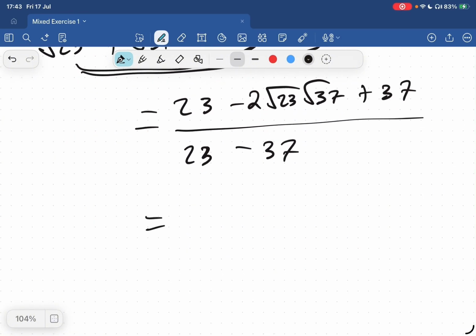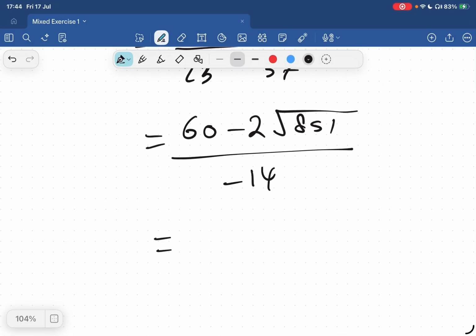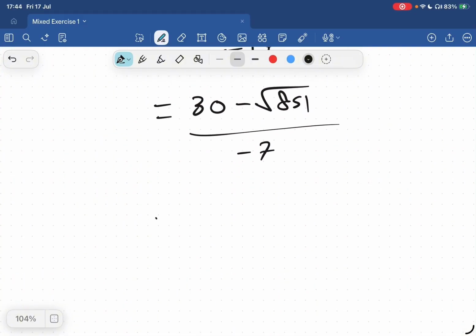Okay, now 23 plus 37, 60. Take away 2 lots of 851. Okay, had that in the calculator from before. Now 23 take away 37, and we get negative 14. Now we can simplify by dividing top and bottom by 2. And now let's get rid of that negative in the denominator, which leaves us with root 851 take away 30 over 7.